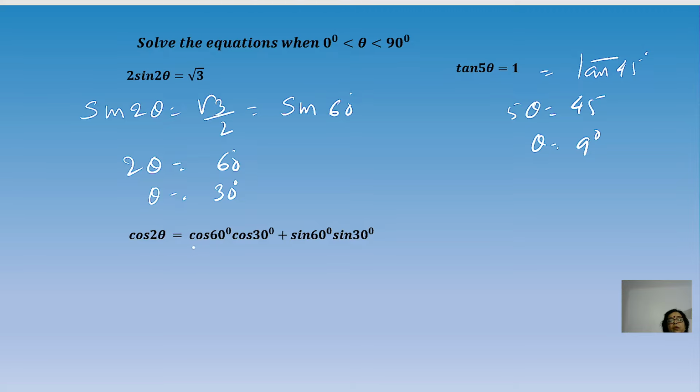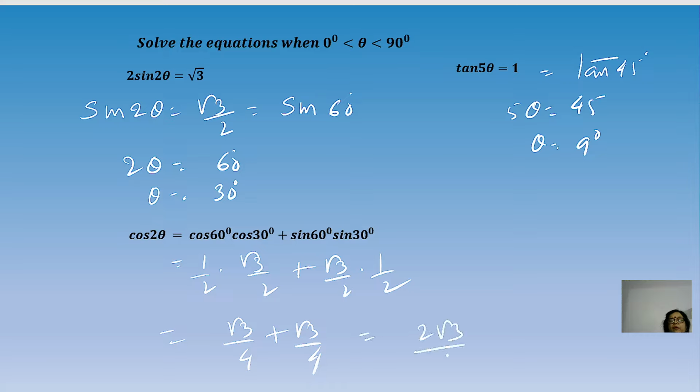Now here we are given cos 2 theta is equal to cos 60 cos 30 plus sin 60 into sin 30. Cos 60 is equal to half. Cos 30 is equal to root 3 by 2. Sin 60 is root 3 by 2. Sin 30 is half. So this becomes root 3 by 4 plus root 3 by 4. That is equal to 2 root 3 by 4. That is equal to root 3 by 2.